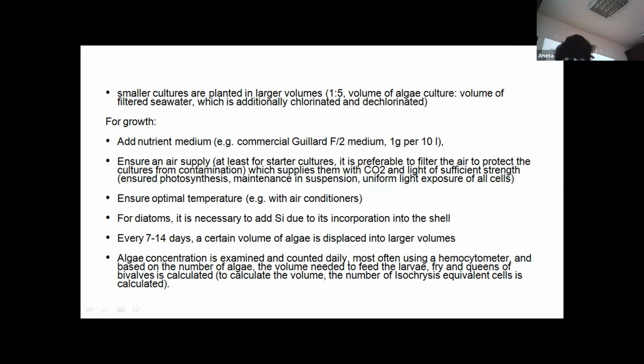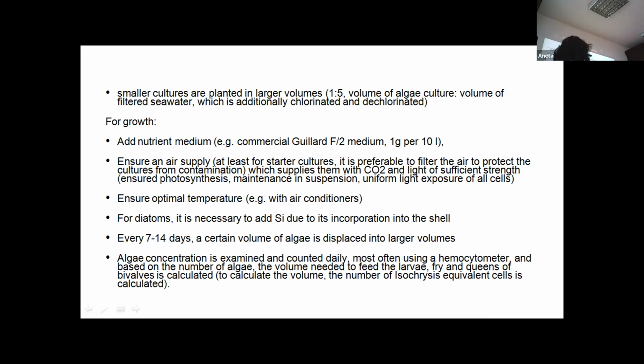And then for growth, so nutrient medium, these are protocols. I'm just mentioning those that are used more often now. Necton has, we have a lot of different commercial feed for algae, I told you. You give it according to protocol. This is an example for Guillard F2 medium, 1 gram per 10 liters of water.